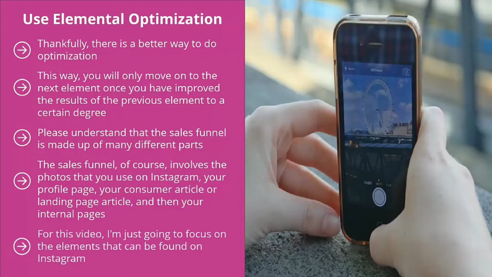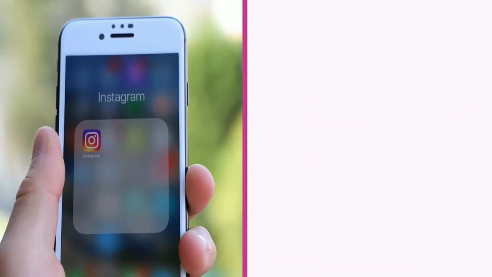For this video, I'm just going to focus on the elements that can be found on Instagram. You can use the same element-by-element analysis to optimize your squeeze page, your consumer guide page, and other elements on your own website. But as far as this training is concerned, we're just going to focus on the elements found on Instagram. Key elements to keep in mind. When optimizing, here are the elements that you should focus on.